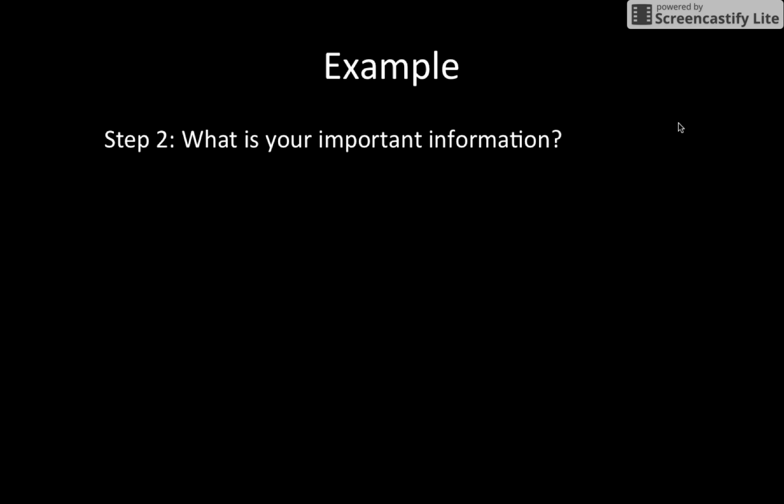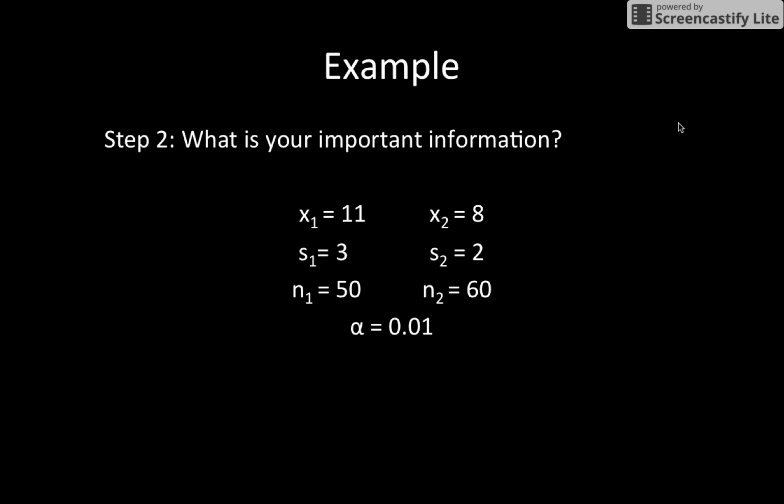So next you want to look at all the information that is important. We see that your x bar for your first diet is 11, and your x bar for your second is 8. Then your standard deviation for your first one is 3, and for your second diet is 2. And the sample size for your first diet is 50, and for your second is 60. And then we see that alpha is 0.01.